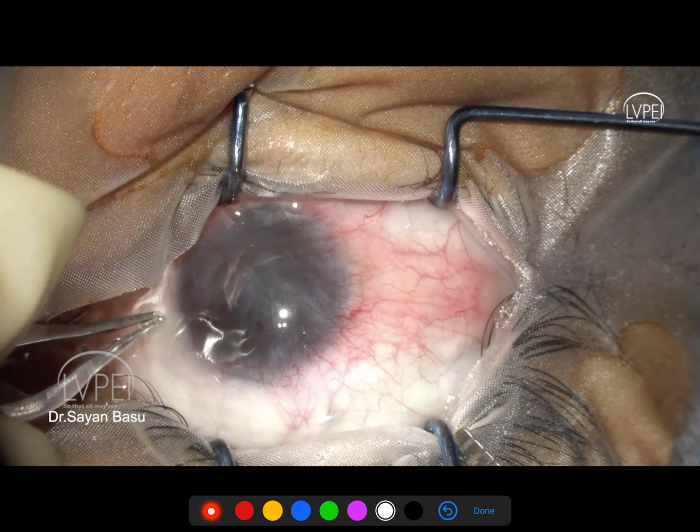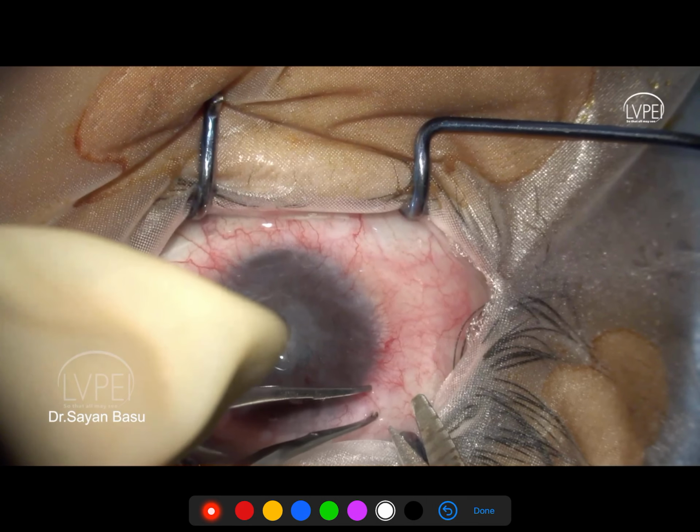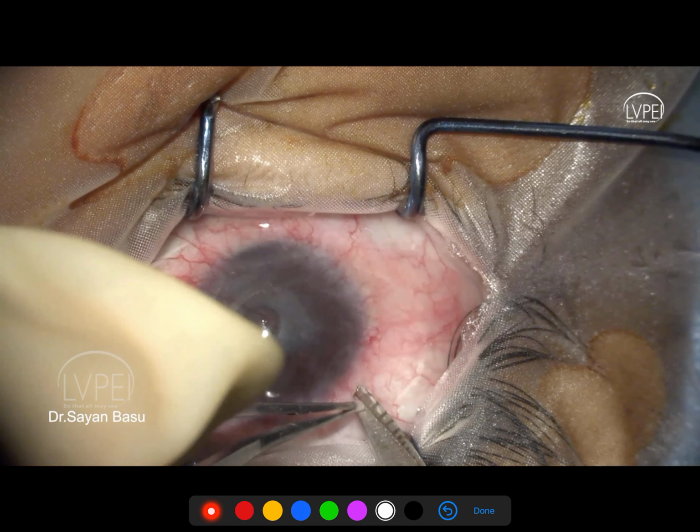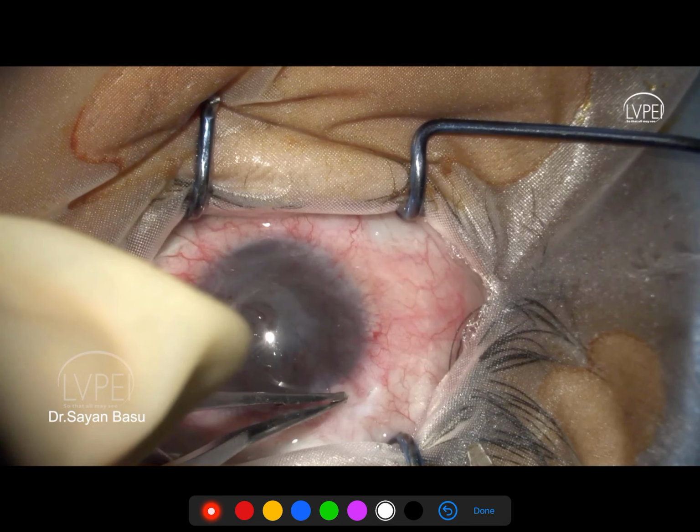Now for this purpose I usually start from the right side. Because I'm right-handed, if you are working on the right eye, in this case this is the right eye, it's supero-temporal. If it's the left eye, it's supero-nasal. That's because you always want to be in control when you're doing the dissection of the pannus.